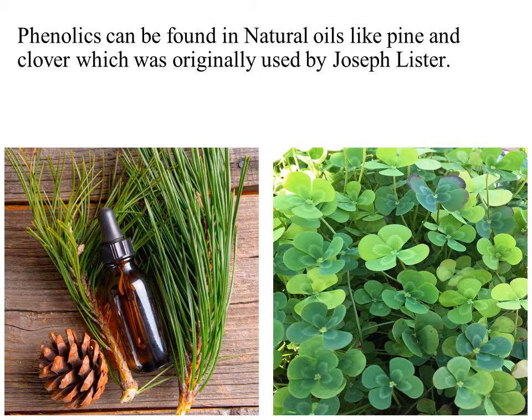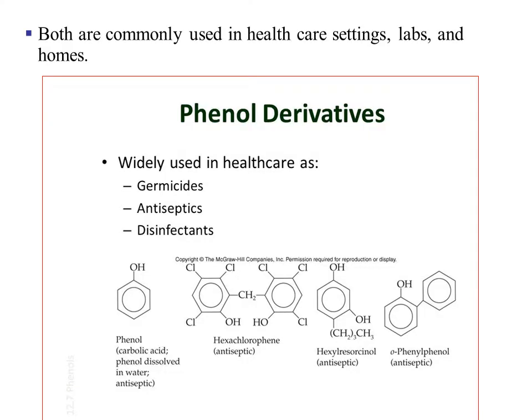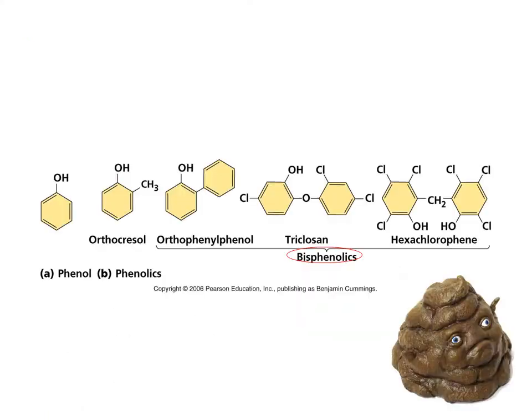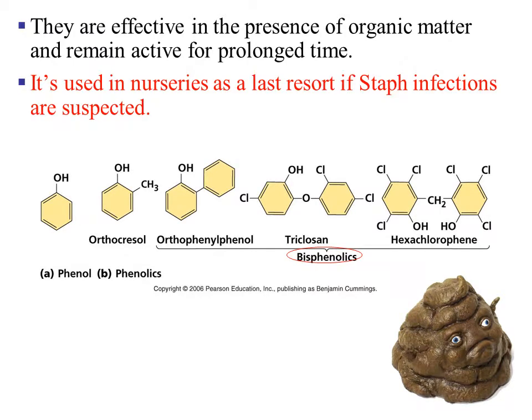Phenolics can be found in natural oils like pine and clover. Remember, these phenols were originally used by Joseph Lister. Both are commonly used now in the healthcare setting, labs, and in homes. They are effective in the presence of organic extraneous matter, and they will remain active for prolonged times.